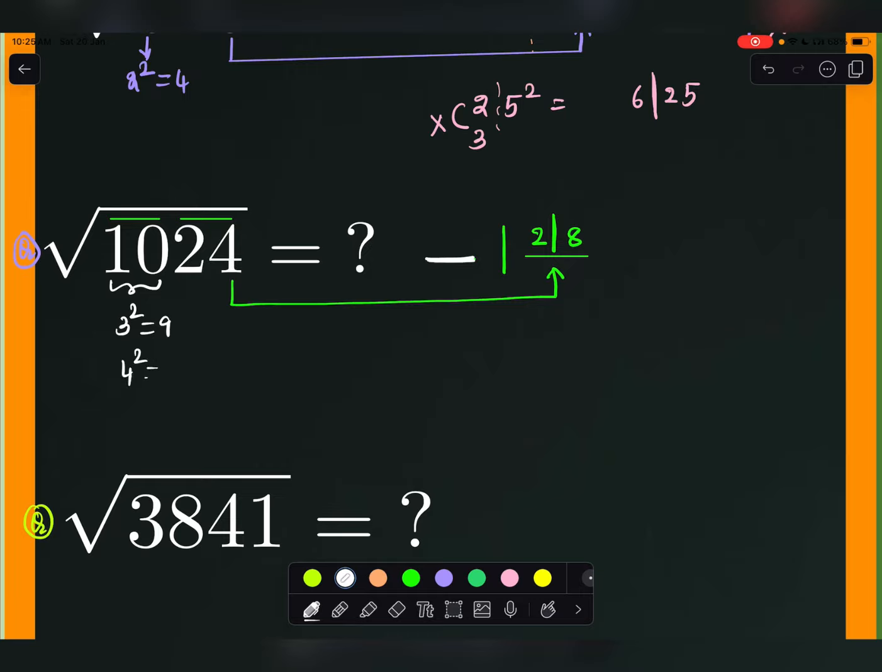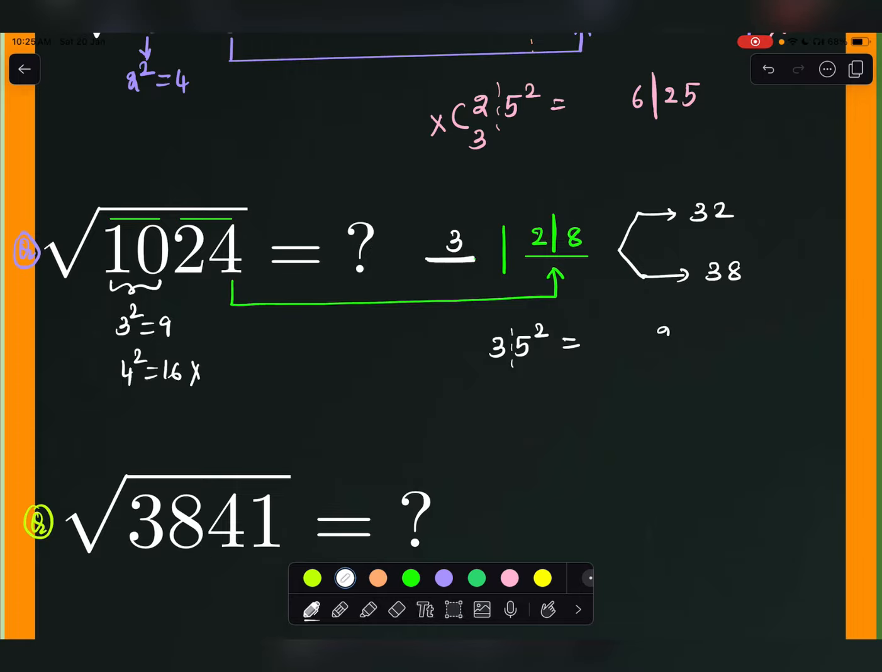But if I take 4 square, 4 square is 16. It is bigger, more than 10. It is not possible. And the square root of 9, the square root of 3 square, how much? We'll get 3, right? So your answer will be what here? It might be 32 or it might be 38. There are two possible choices, so we need to eliminate one. Again the same technique: take the square of a number which lies between 32 and 38. We can eliminate one, right?